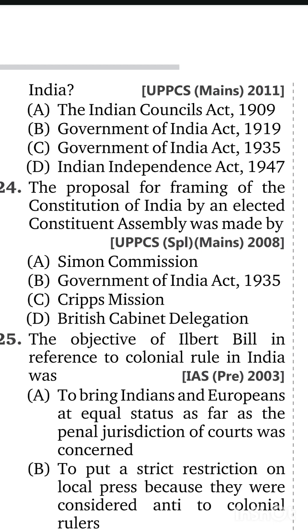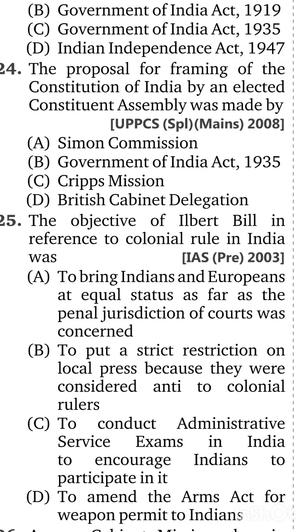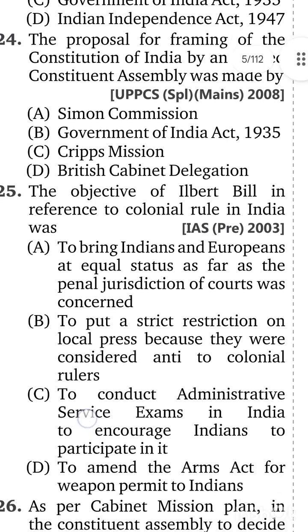Next, the 24th question. The proposal for framing of Constitution of India by an elected Constituent Assembly was made by Cripps Mission. Next question, 25th. The objective of the Ilbert Bill in reference to colonial rule in India was option A. To bring Indians and Europeans to an equal status as far as the penal jurisdiction of courts was concerned.